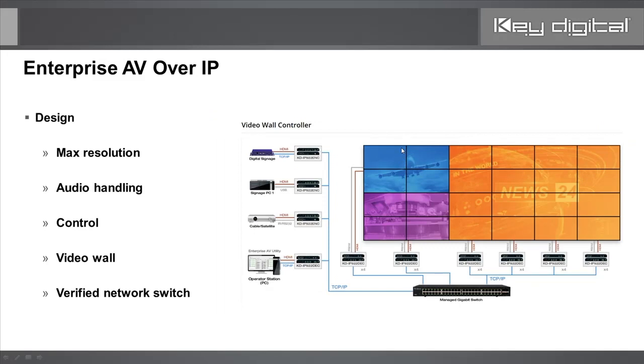And when designing Enterprise AV into your video system, your considerations would be your max resolution, as we do have 2 flavors, 1080p and 4K. How will you be handling your audio? What will be your control system? Or how will you control the video routing? And if there will be control to the peripheral devices? Do you require a video wall? And ensuring that you are designing your system with one of our verified network switches, which we will cover here shortly.